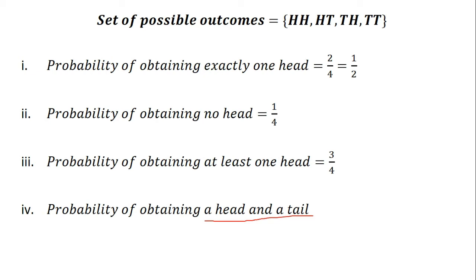The last one is the probability of obtaining a head and a tail. So you come to the sample space. How many members contain a head and a tail? We have a head and a tail here and a head and a tail here. So we have 2 members. So the number of members in this event is 2. The sample space is 4. So our probability is going to be 2 divided by 4. And when you simplify that, we are going to get 1 divided by 2. So the probability of obtaining a head and a tail is 1 divided by 2.